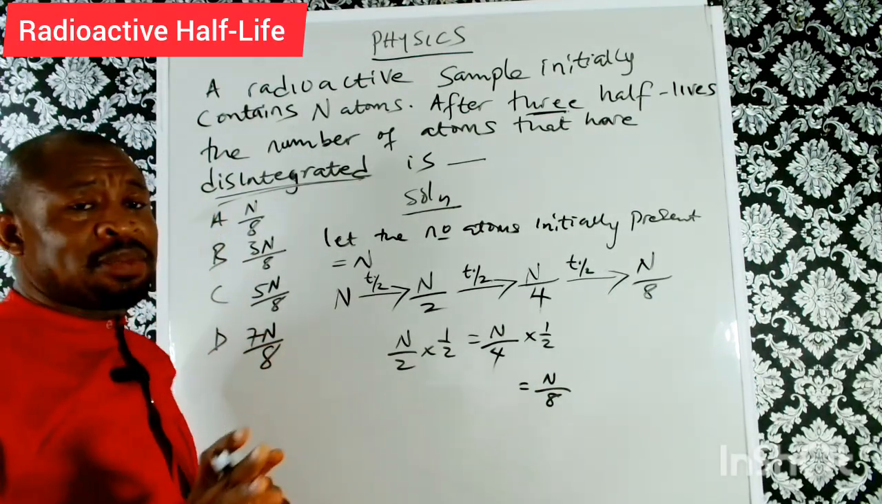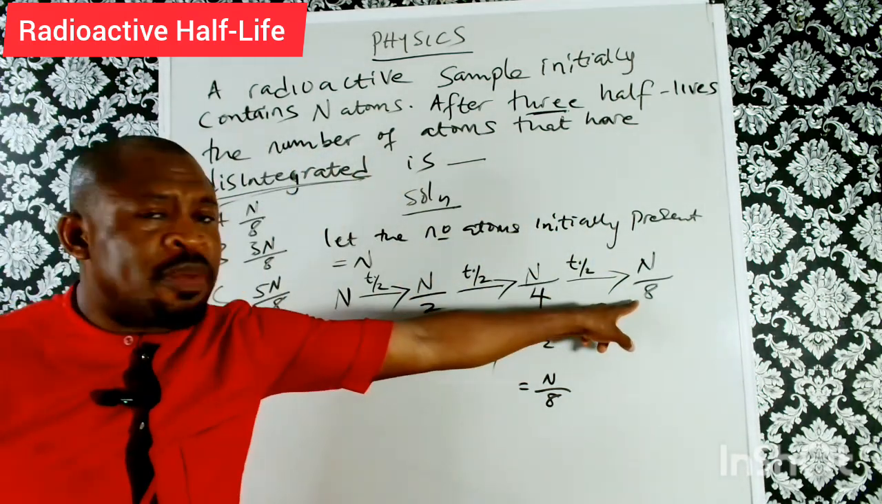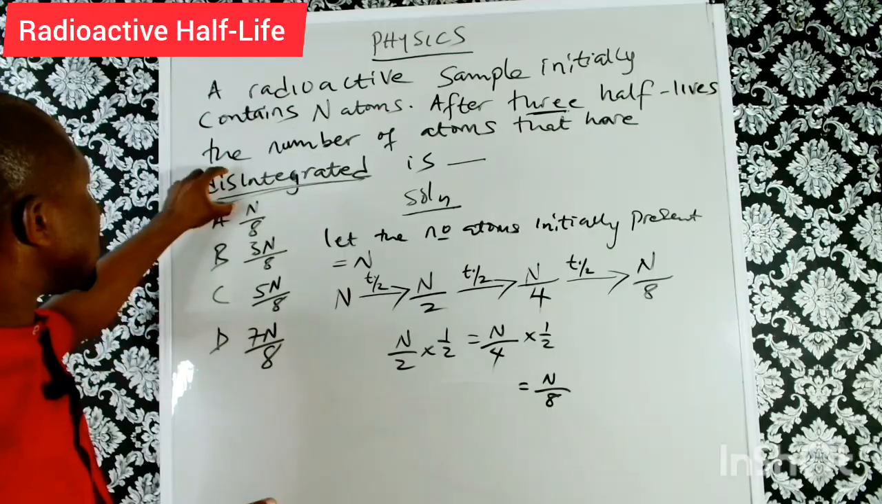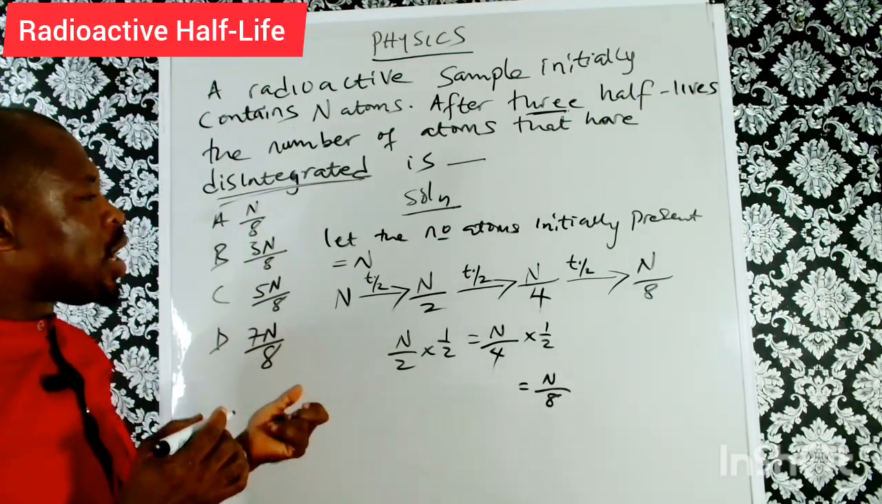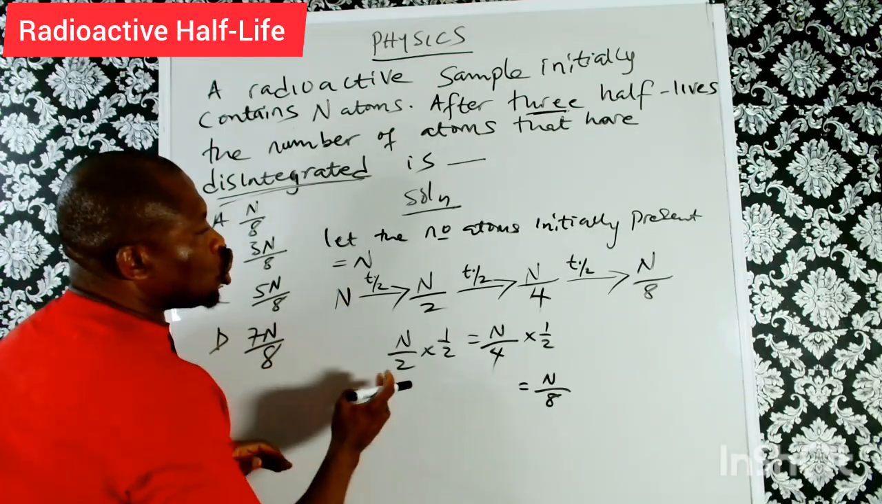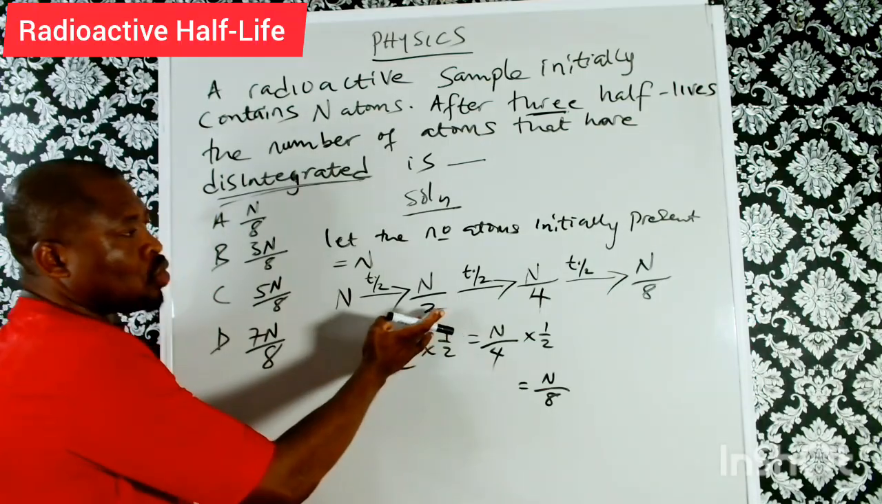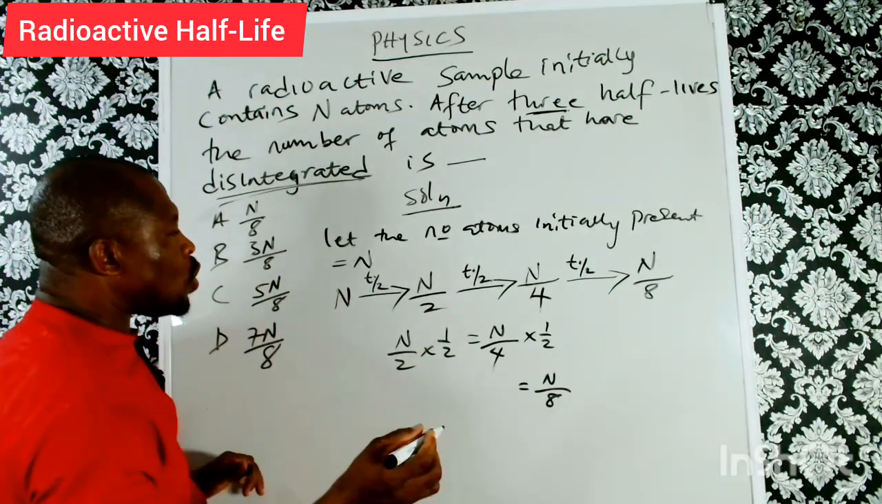Please, most times you may mistake the question. This is what is remaining, not what has disintegrated. Now, how do we get the fraction that have disintegrated? We now sum all these fractions from here down to here. We sum them. How do we sum them?